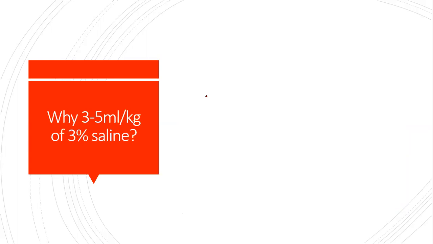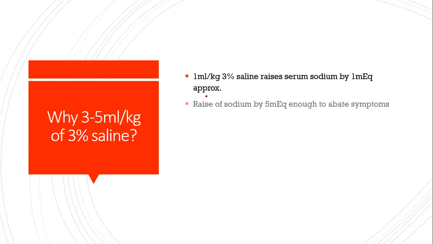So we will see why 3% saline is given before going to the final summary. 1 ml per kg of 3% saline will raise the serum sodium by 1 milliequivalent. You need to raise it to approximately 5 milliequivalents, is what we saw. How did this 3 to 5 ml per kg come as a formula? You need to know that.